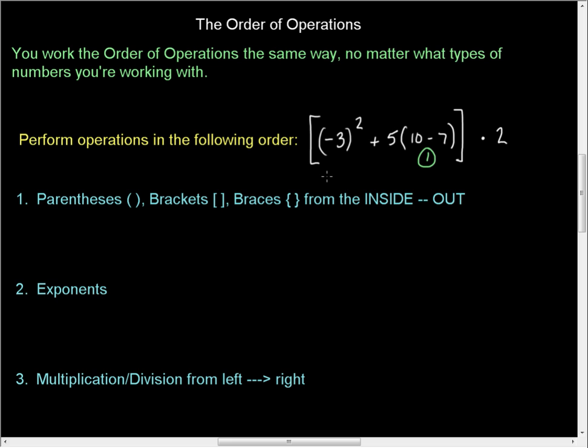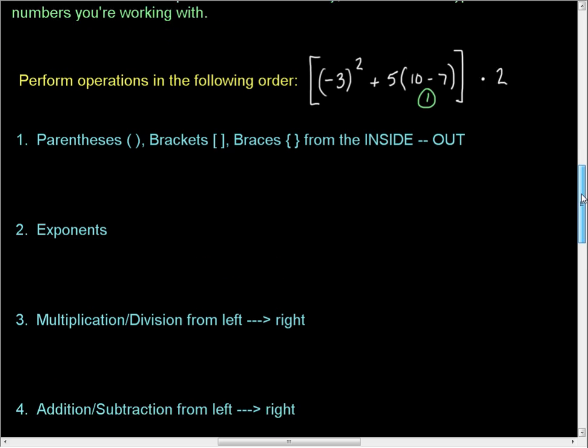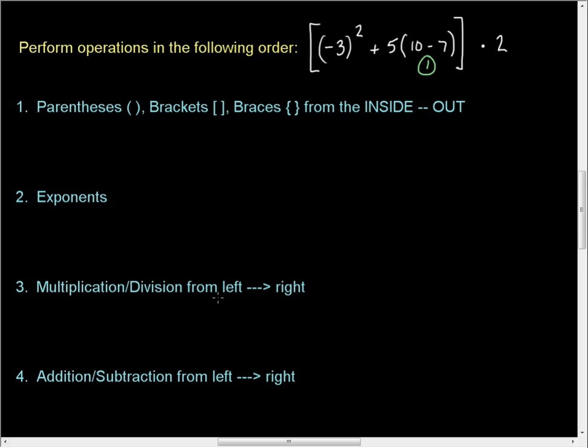Now I'm going to do steps 2, 3, and 4, working with exponents, multiplication, division from left to right, and subtraction and addition from left to right. I'm going to do all three of those steps inside that set of parentheses. As I rewrite this, I have negative 3 squared plus 5. Here I'm going to do what's inside. So it's 10 minus 7, which is 3. And that was the only operation.